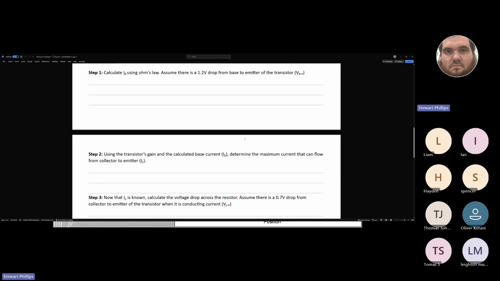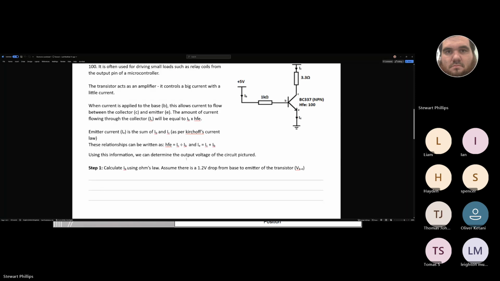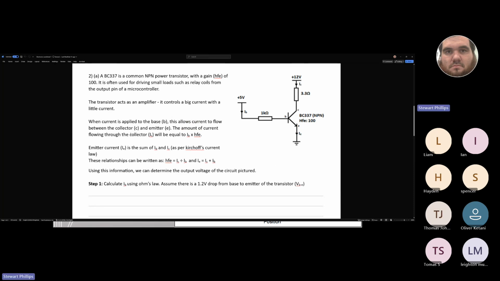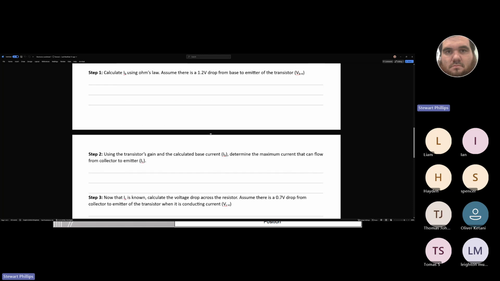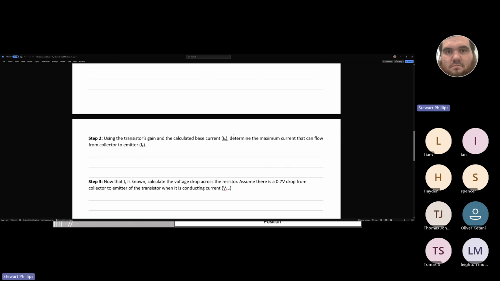Cool. So step 2, using the transistor's gain and the calculated base current IB, determine the maximum current that can flow from collector to the emitter. The amount of current flowing through the collector will be equal to IB times HFE. So what's the maximum current that can flow from collector to emitter?